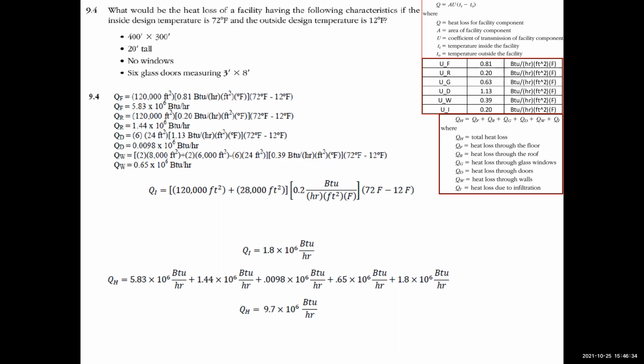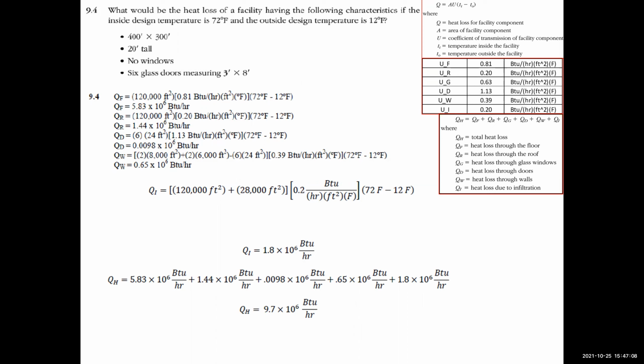Pretty standard. You have the equations here at the top right of the screen. So you have Q equals A U multiplied by the temperature difference. Q is the heat loss for a facility component, A is the area of the facility component, and U is the coefficient of transmission, which are given. You can see the coefficients in the table below. Ti is the temperature inside the facility, To is the temperature outside the facility.